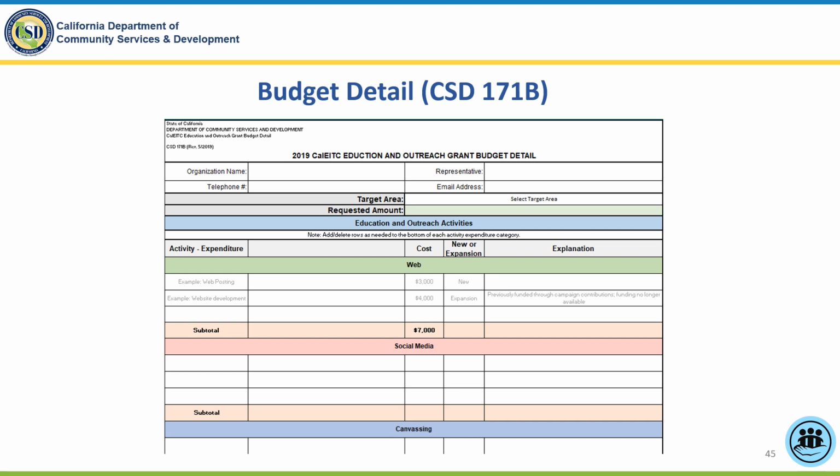in terms of details. For example, an explanation is only needed for expansion activities, not for new activities. Our reason for this is to ensure that you are not using this award to supplant or replace your existing funds. The intention is to build upon what you already have in place, not replace one funding source with another. Refer to the Budget Instructions tab for guidance and further clarification.